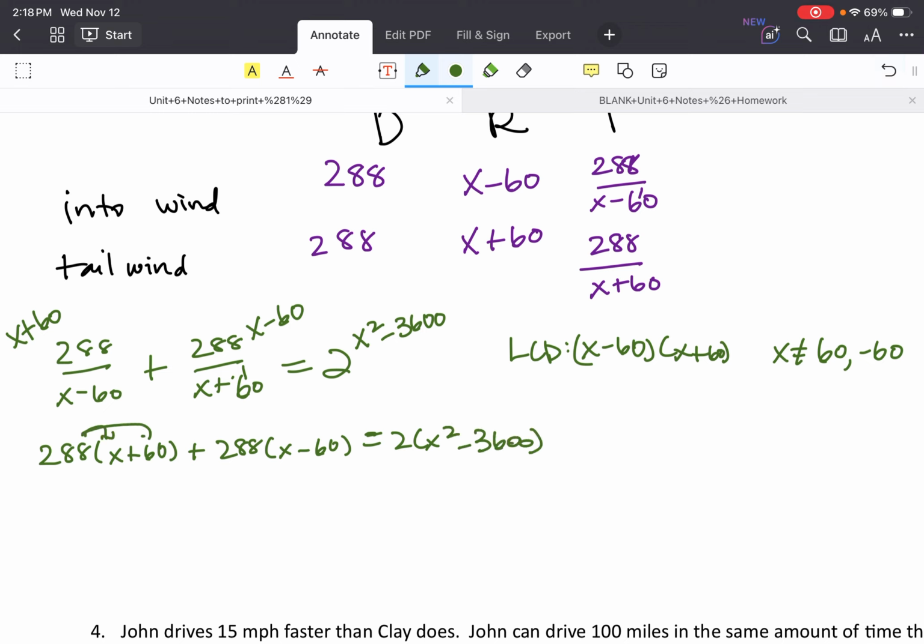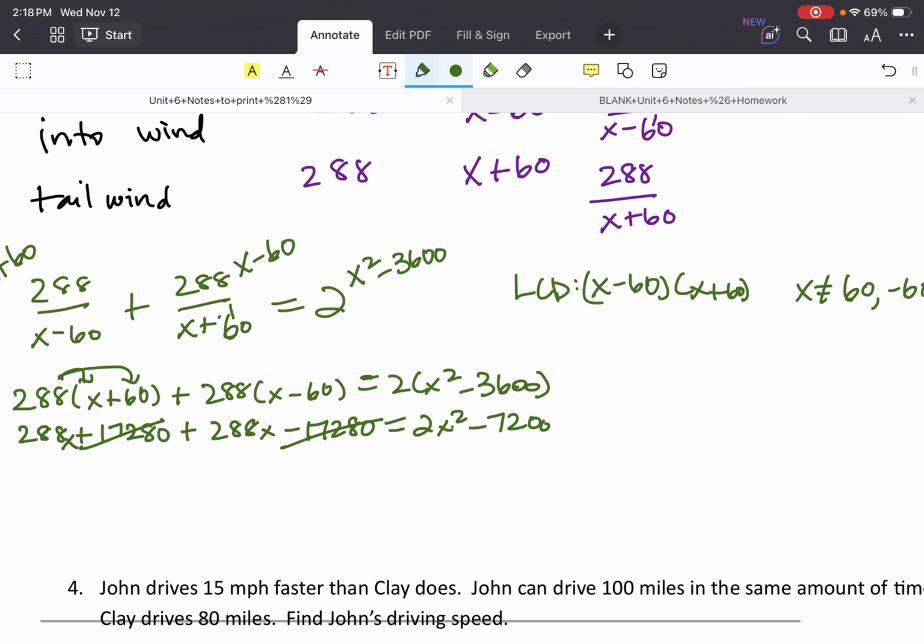Then I'm going to distribute. So 288 times x is 288x. 288 times 60 is 17,280. Plus 288x, oh, I forgot the x right there, minus 17,280 is equal to 2x squared minus 7,200. Luckily, that big number and that big number cancel. 288 plus 288 is 576x, which is equal to 2x squared minus 7,200.